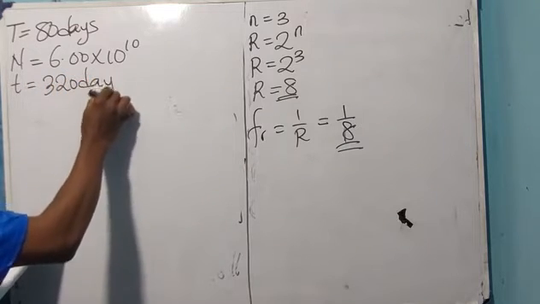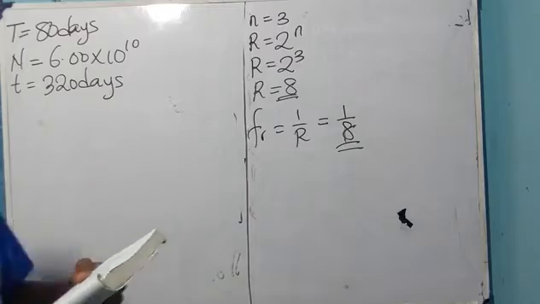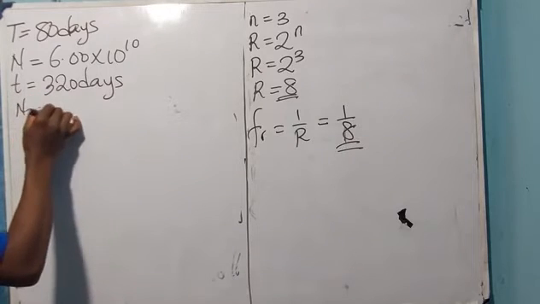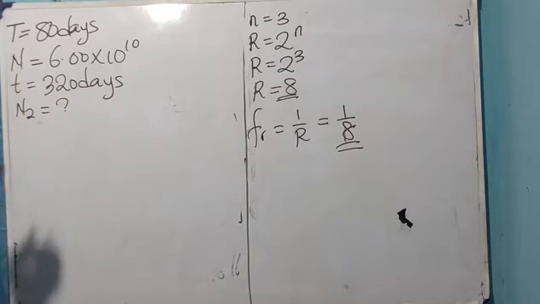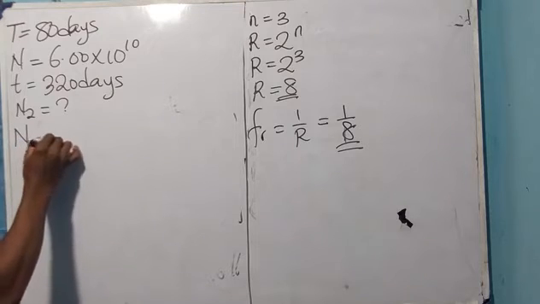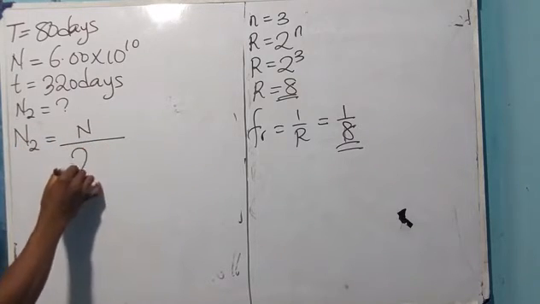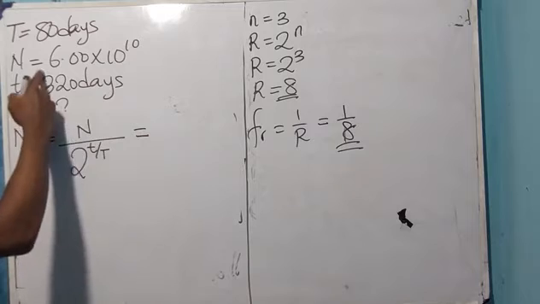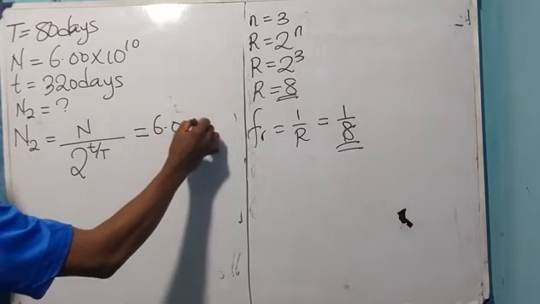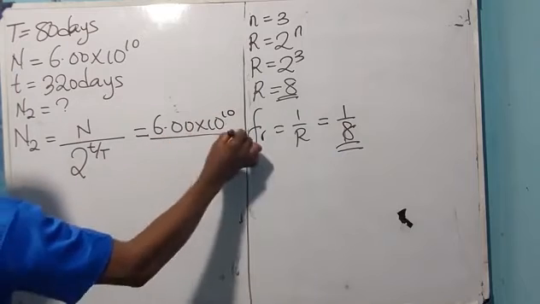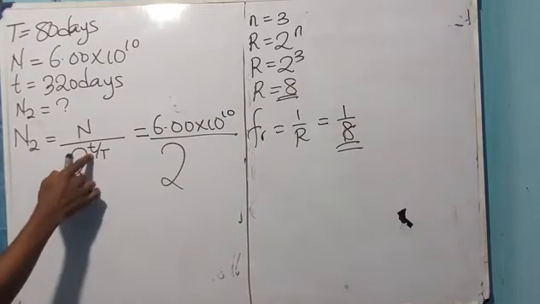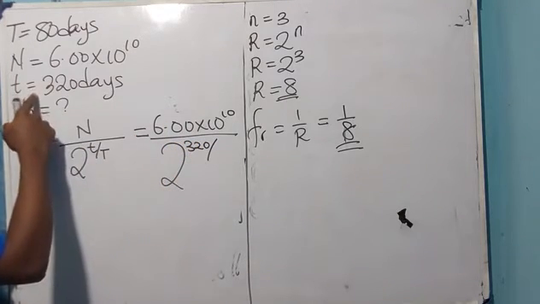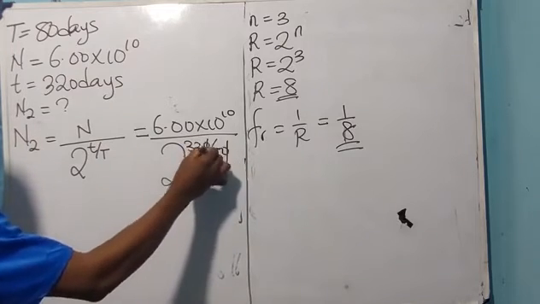Alright, the question is, how many atoms would remain at the end? Which means that we are looking for N2. Now I gave us a formula. I said N2 is equal to N over 2 raised by t over T. Now N is 6.00 times 10 raised by 10 over 2. Then small letter t is 320 over big letter T, which is 80. So this will go into this.